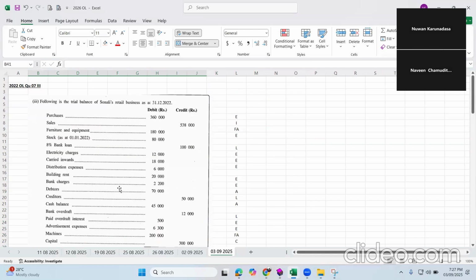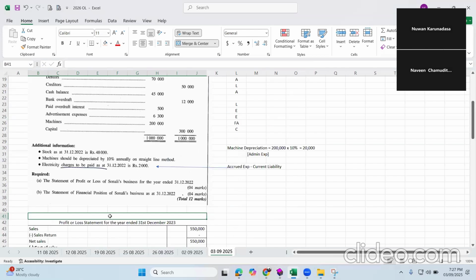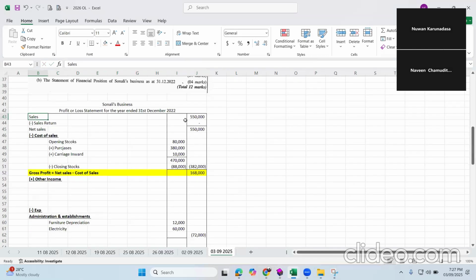So the name of the business, Sonali's business. Profit and loss account statement. Profit and loss statement for the year ended 31st December 2022. The same format you can apply here. I will clear the numbers.